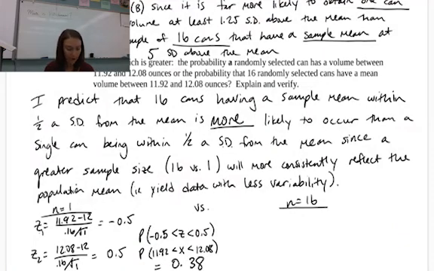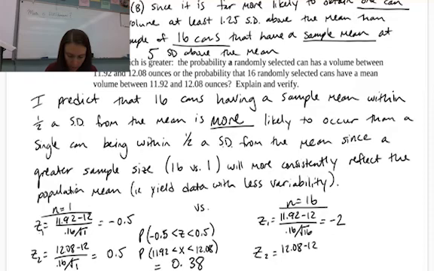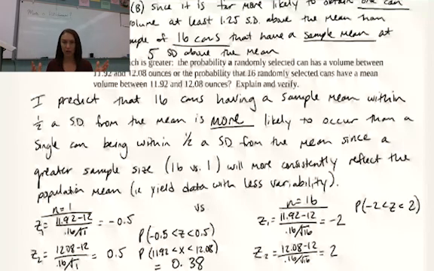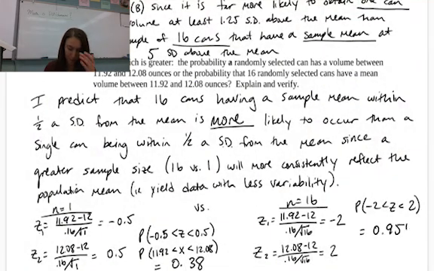This equals 0.38. Now, if we have 16, z sub 1 is going to be 11.92 minus 12 divided by 0.16 divided by the square root of 16. This is -2. So now I am 2 standard deviations below the mean. And my z sub 2 for 12.08 minus 12 over 0.16 over the square root of 16 is going to be +2. So now I want the probability that z is within -2 to 2 standard deviations away from our mean. That's a lot larger part of our curve. So we have a lot more probability. This is going to be 0.954. So we went from 38% to 95% probability. So my prediction was correct.